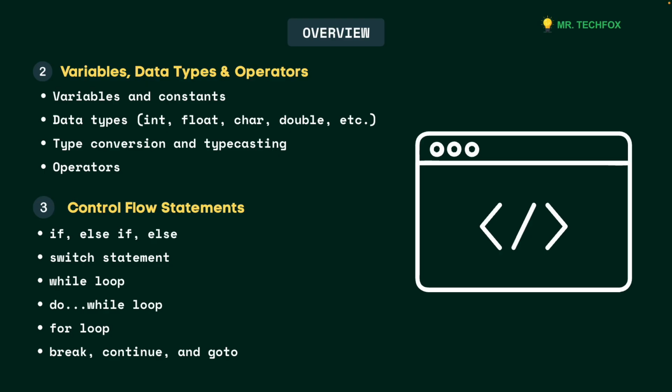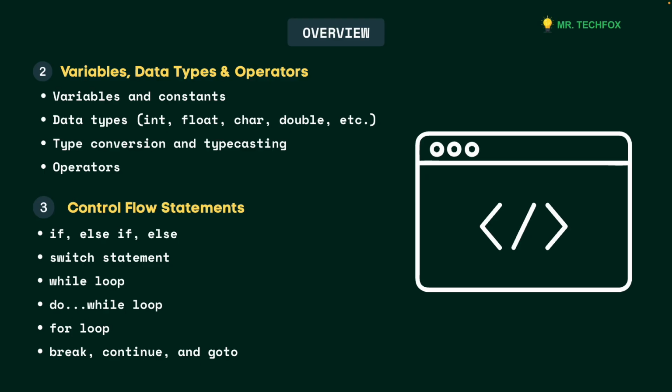We'll learn about variables and constants. So, you will learn how to declare variables and constants, how to assign values, and how to manage data in your programs. Then, we'll learn about data types. You will understand the core data types in C: int, float, character, and double data type, and more. You will be able to choose the right type for your data, optimizing your program's efficiency.